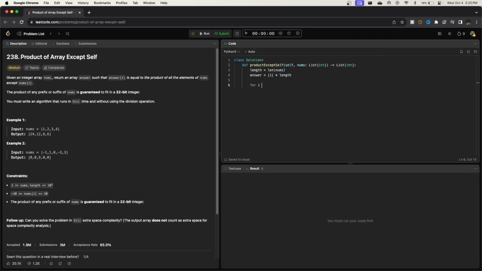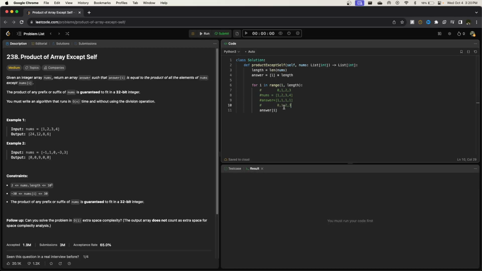Now we want to loop normally, so for i in range, and then we're starting at 1, and then we're ending at the length. So for i in range, we want to set answer at i. That's how that would look. And then let's put the indexes so it's easier to understand. 0, 1, 2, 3.